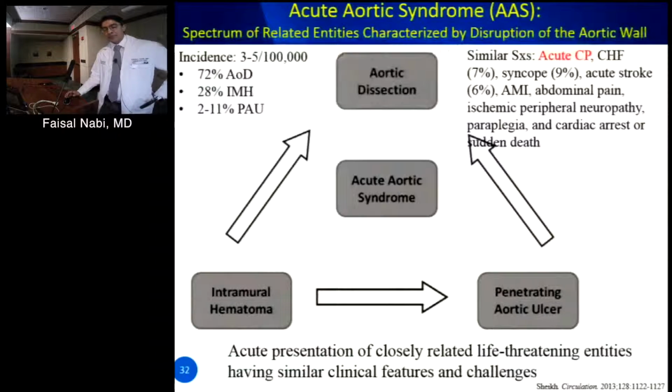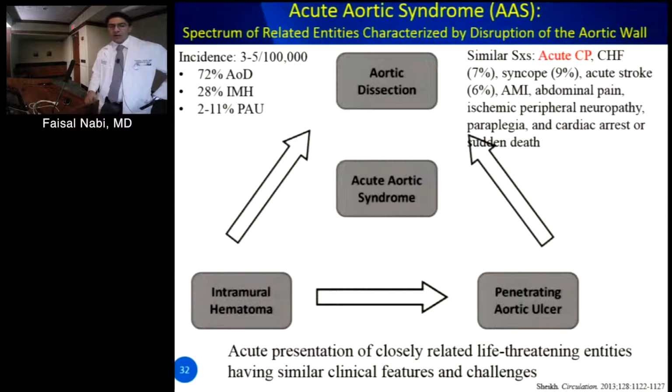Okay, so the final part of this talk is other insults to the aorta, the acute aortic syndromes, and this is really where we're going to spend most of our time. You should know that these are really all a related spectrum of diseases. They have a common clinical presentation. They frequently have common risk stratification and common therapies involved.